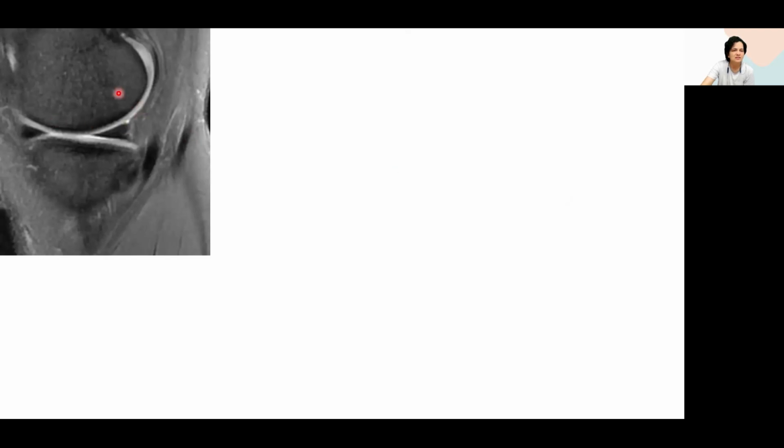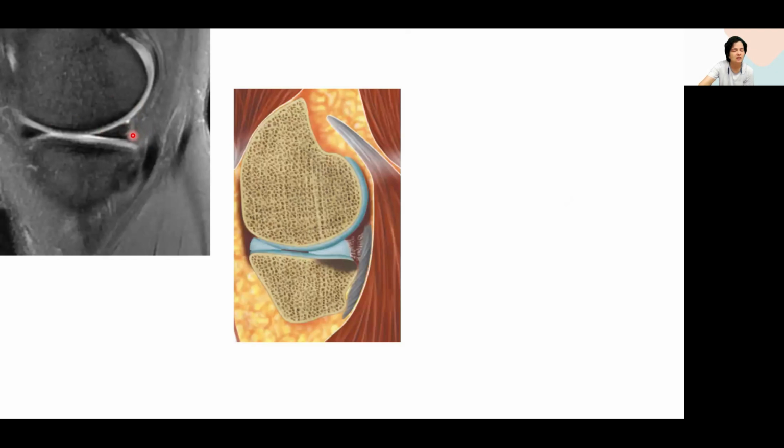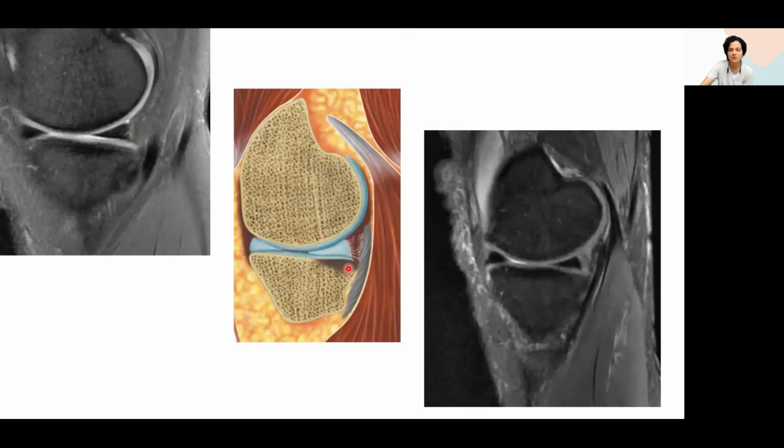This is the sagittal MRI image, which is showing junction of the posterior horn of medial meniscus with the capsule. So if there is injury in this area, it will appear hyperintense, and this is known as ramp lesion. There is often associated marrow edema in the posteromedial tibial plateau. So this is ramp lesion.